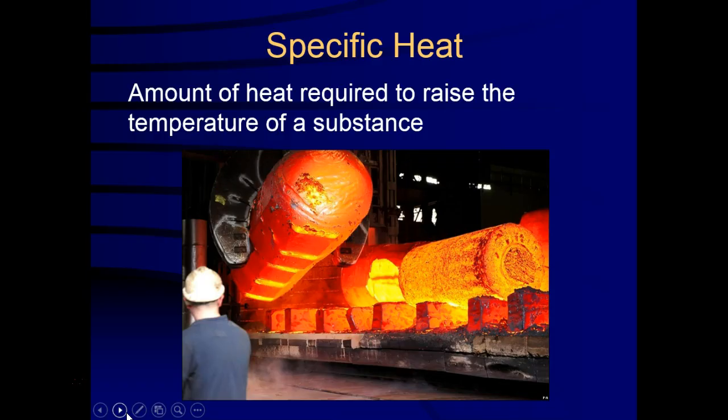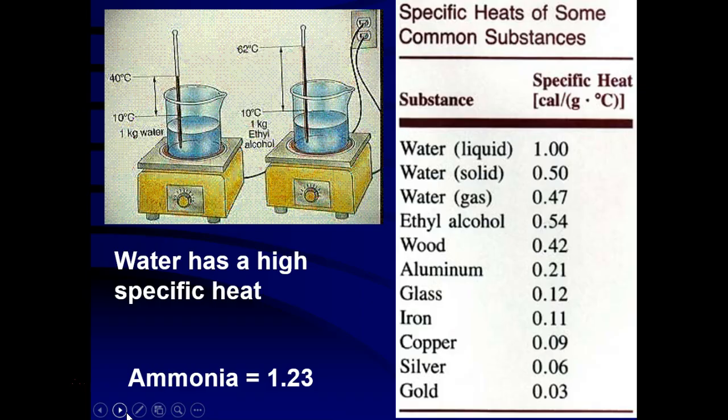The metal has a much lower specific heat. It doesn't take a lot of energy to change the temperature of the metal. The water, on the other hand, takes a long time to heat up. And that's because water has a high specific heat. In fact, here's a comparison. We use water as our standard for specific heat. And so water is defined as having a specific heat of 1.